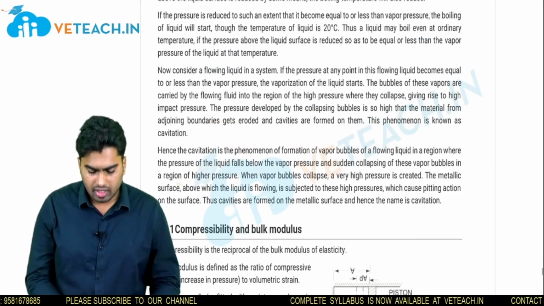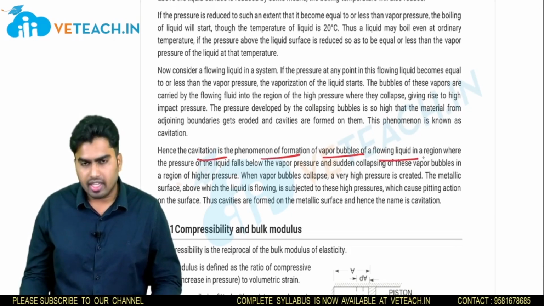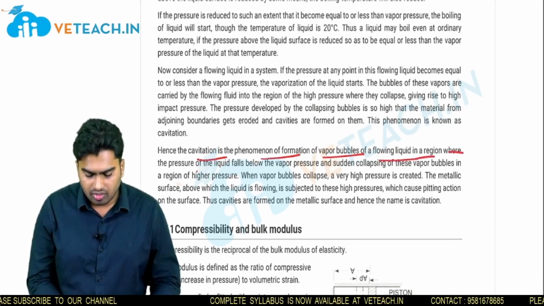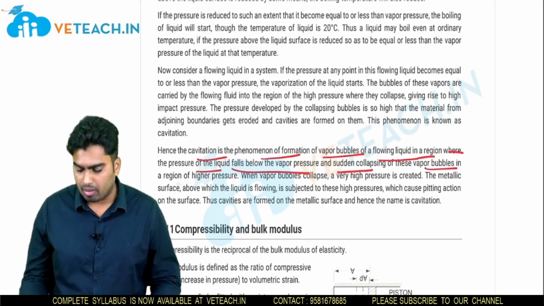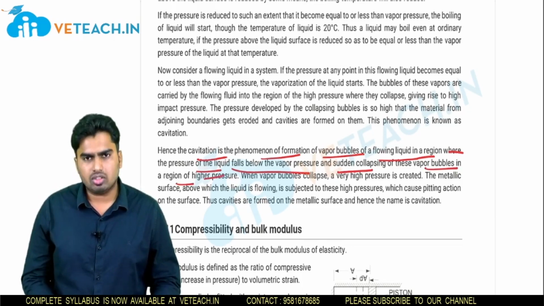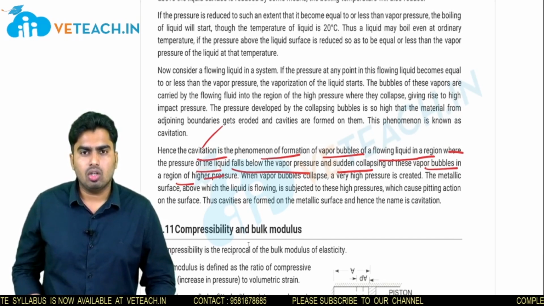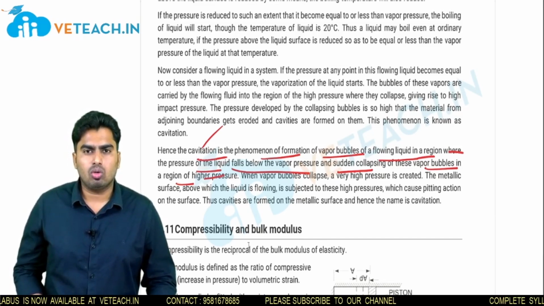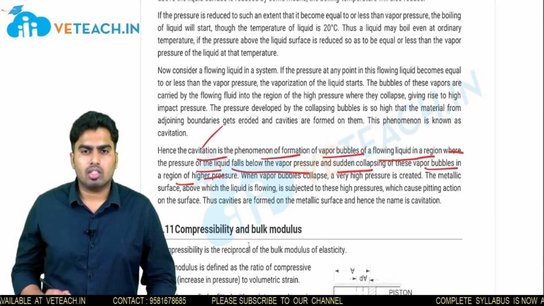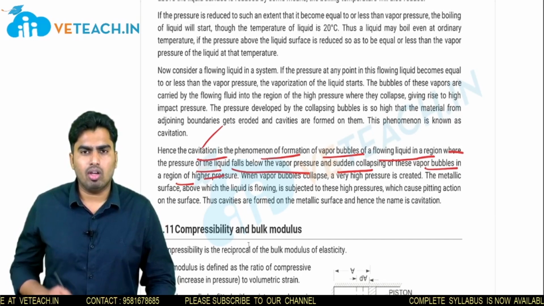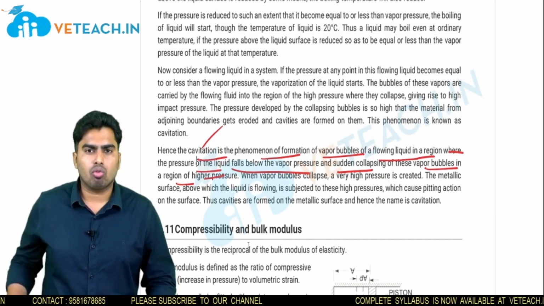So cavitation is the phenomenon of formation of vapor bubbles in a flowing liquid in a region where the pressure of the liquid falls below the vapor pressure, and the sudden collapse of these vapor bubbles in a region of high pressure. Such a phenomenon is known as cavitation, right? As these vapor bubbles collapse in the high pressure region, they will impart very high energy on the walls of the pipe or any container. So we have to avoid that condition. We will see in detail about this cavitation while we are discussing flow through pipes.